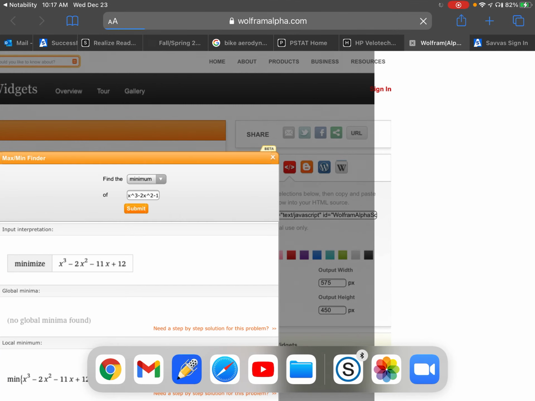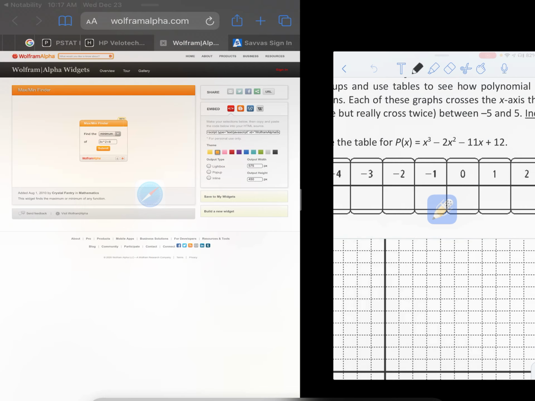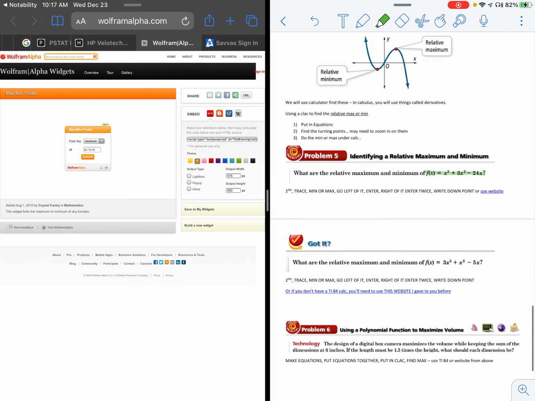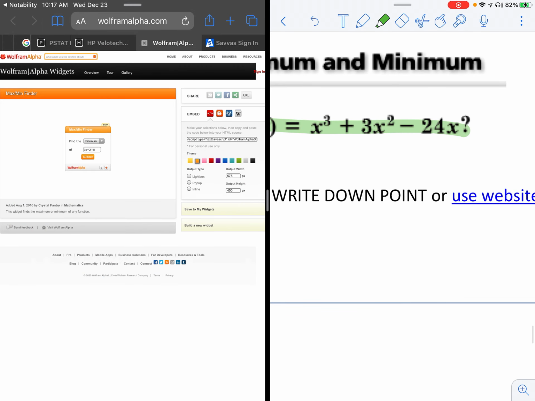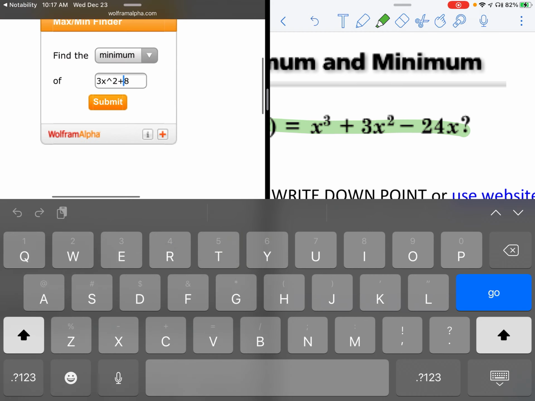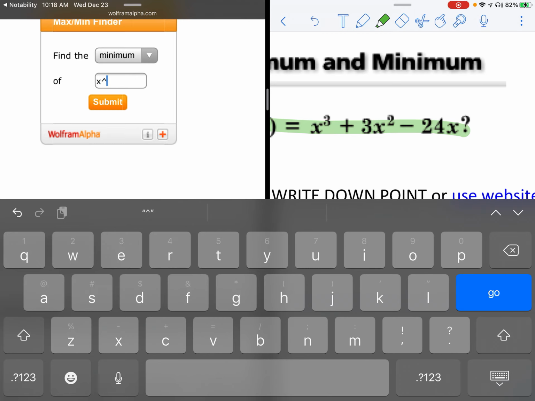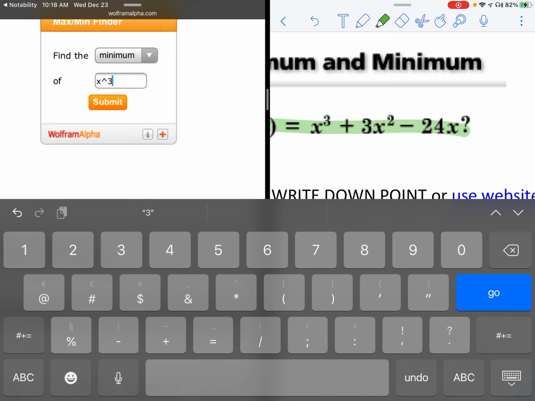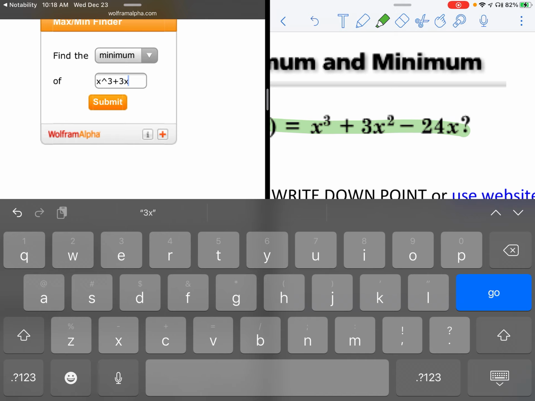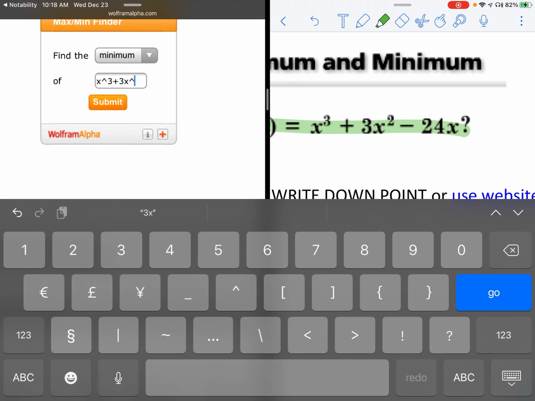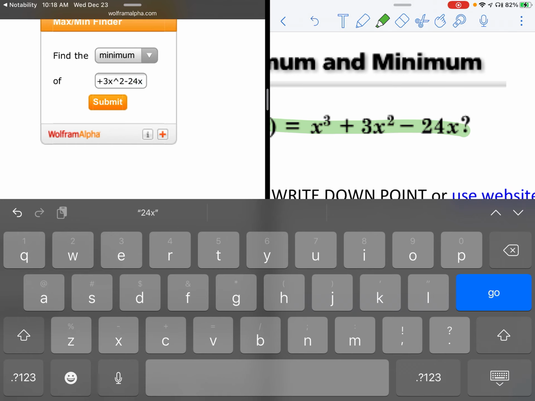So I am going to screen share with this website. And I'm going to type this equation into the website right here. I need to zoom in. Remember, you cannot use a capital X. It will not work. So let's see. x to the third plus 3x to the second minus 24x. And that's the end.